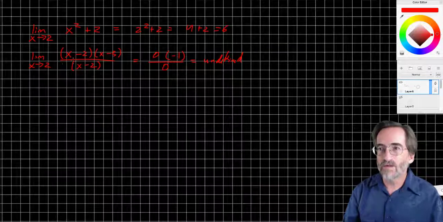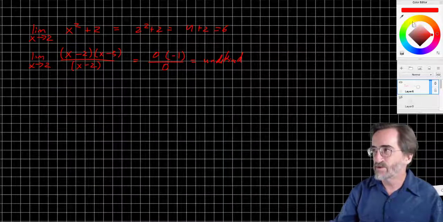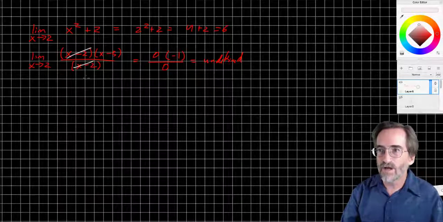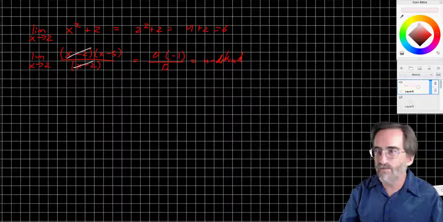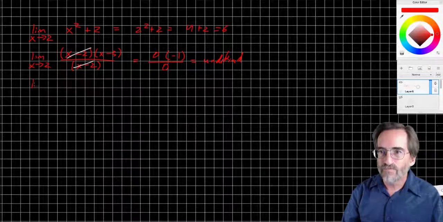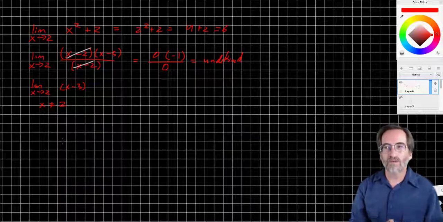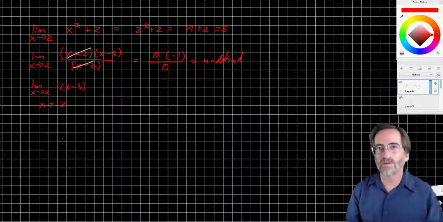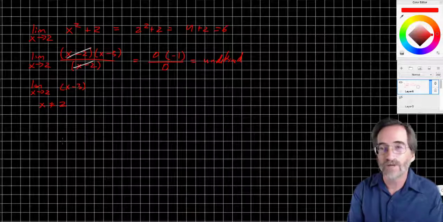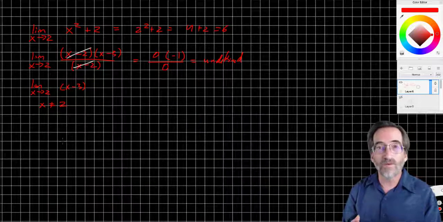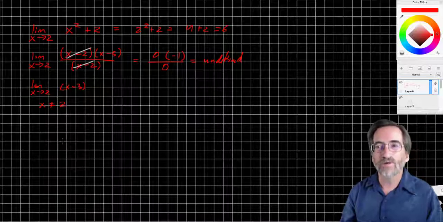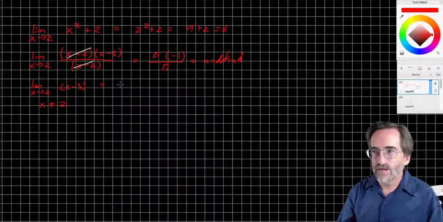And we can do that by canceling out the x minus 2, and we can say this is the same as the limit as x approaches 2 of x minus 3, provided that x does not equal 2. We can't cancel out x minus 2 unless we put in the caveat that x cannot equal 2. But remember, for limits, we don't care what the function value is at 2, just what it does above and below. And so lo and behold, we get 2 minus 3, or negative 1.